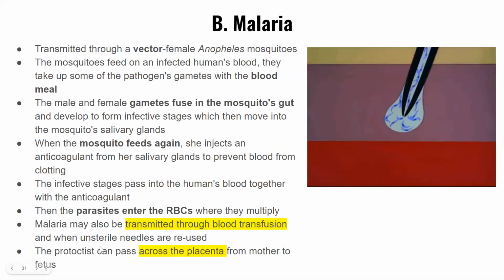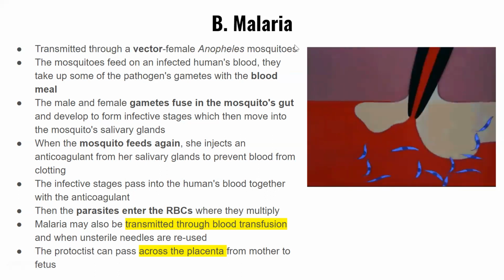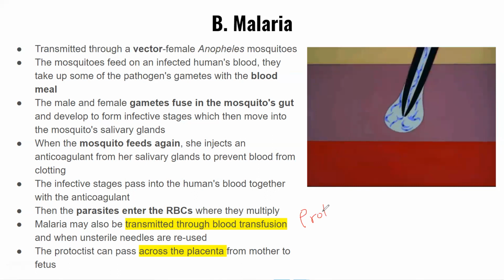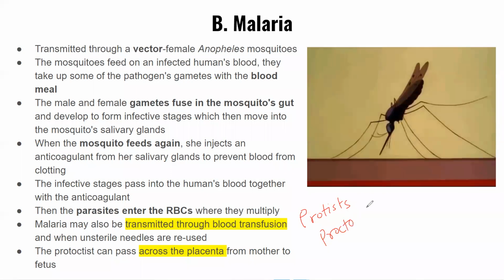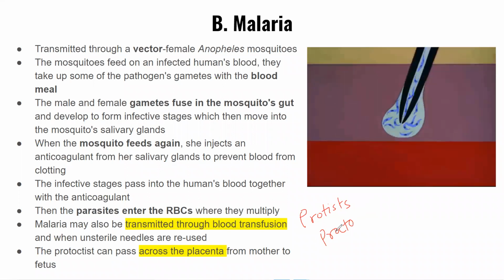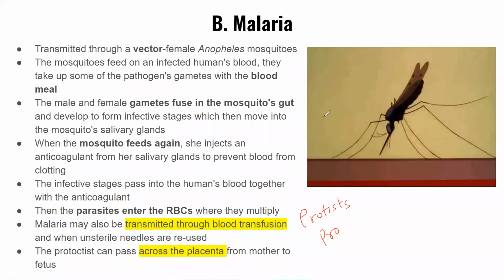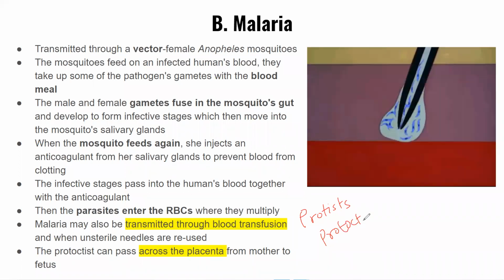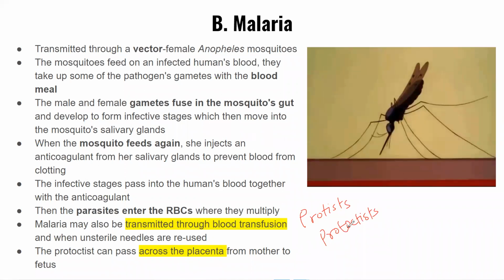Now, these malarial parasites are called protists or protoctists. Both are the same thing. Protist is the old name. New classification regulations say that they are called protoctists. Okay, malarial parasites are protists or protoctists.